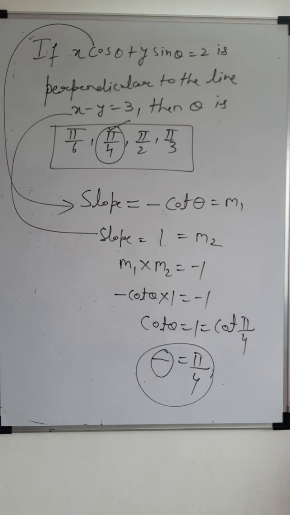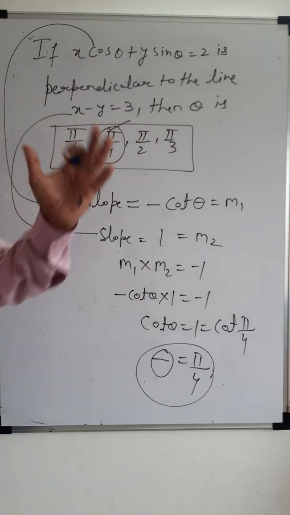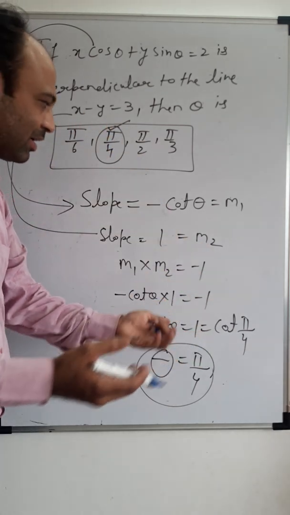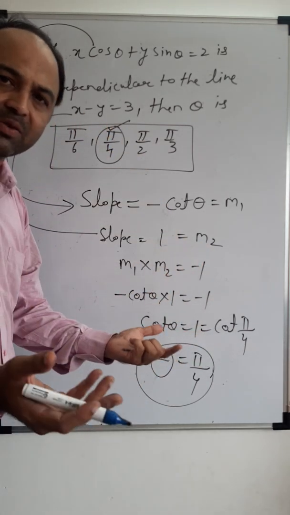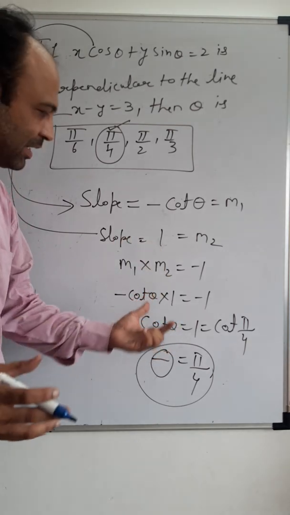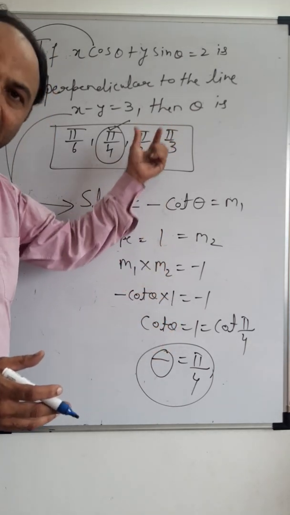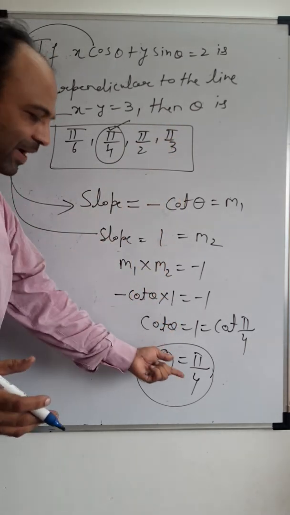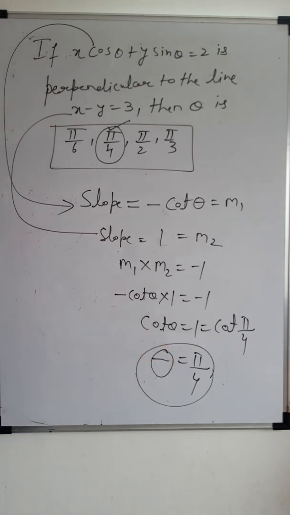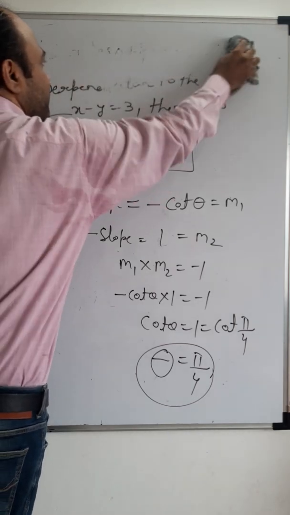So you have seen this sum. Line is perpendicular to the other, the product of the slope is -1. That is the concept. And then you have found m1 and m2 and then simplify, you will get the theta. This is what we have to do in this sum. Next problem.